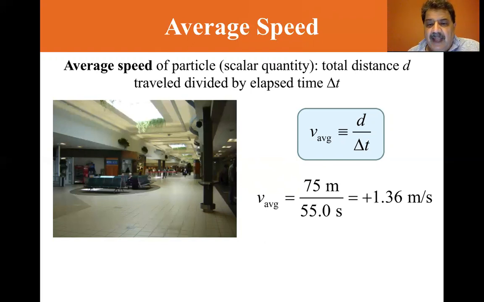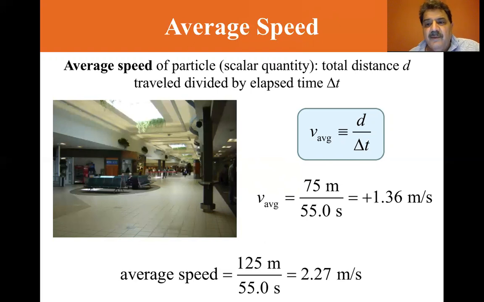Your average speed, remember, is not the displacement, it's the distance. So it's 125 meters divided by 55 seconds. It was 2.27 meters per second. You may have traveled at various speeds during the walk, and of course, you changed direction. Neither the average velocity nor average speed provides information about these details.